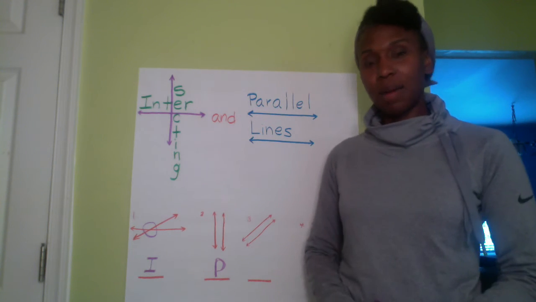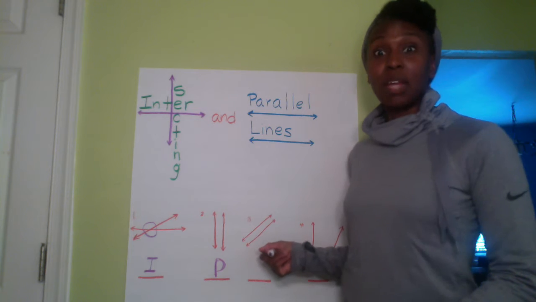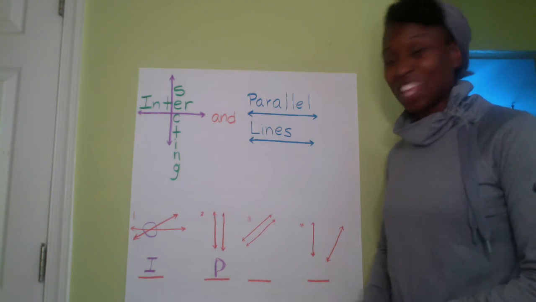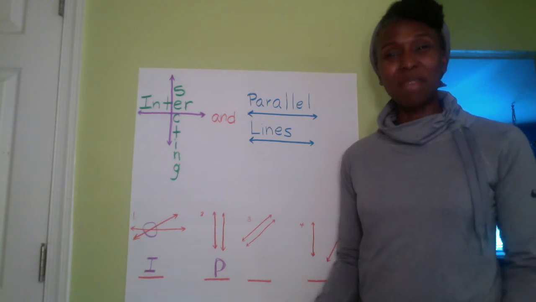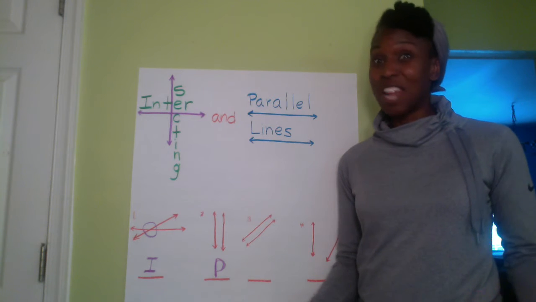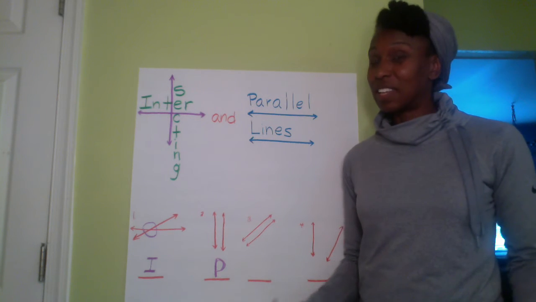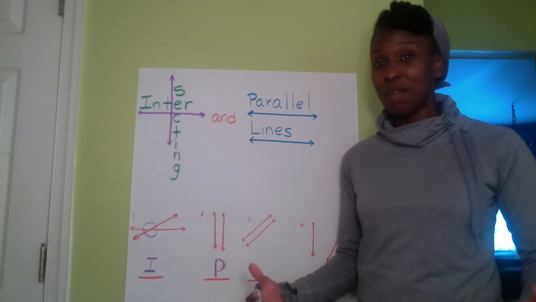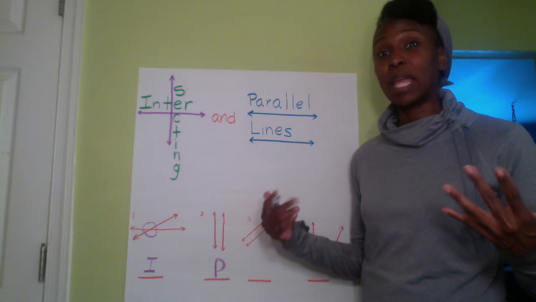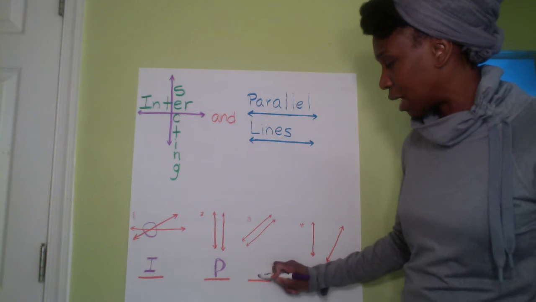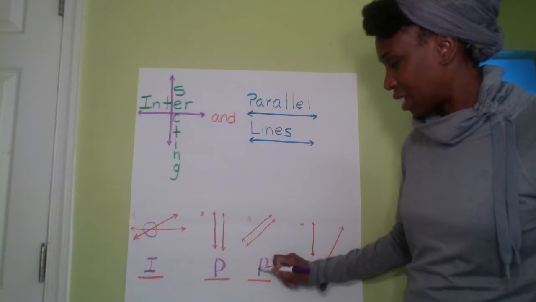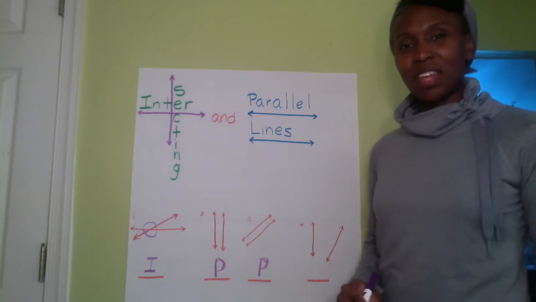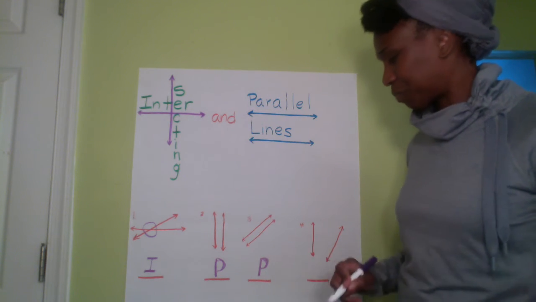Parallel. All right, and for number three, again, we're going to agree that they are straight lines the same distance from one another. They're never going to touch. If they're never going to touch one another and the same distance from one another, it has to be P, parallel lines. Very good.